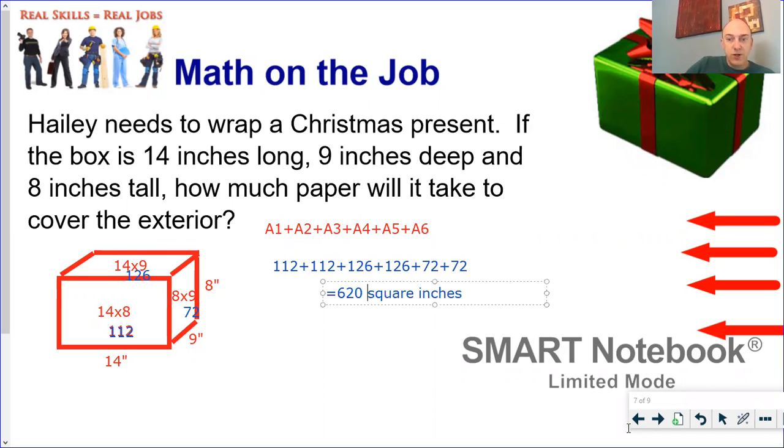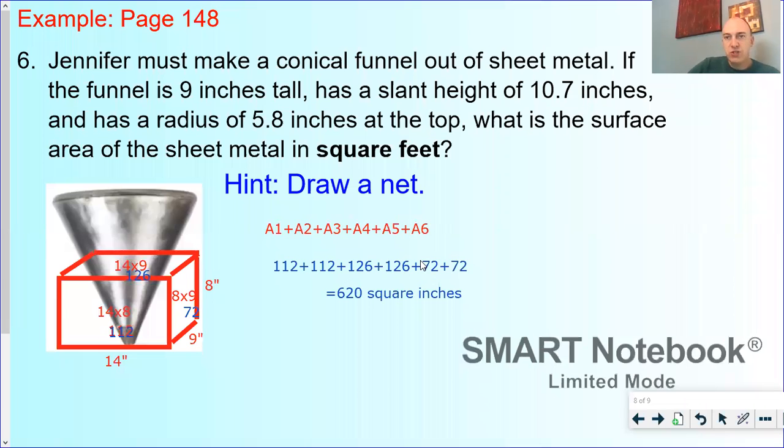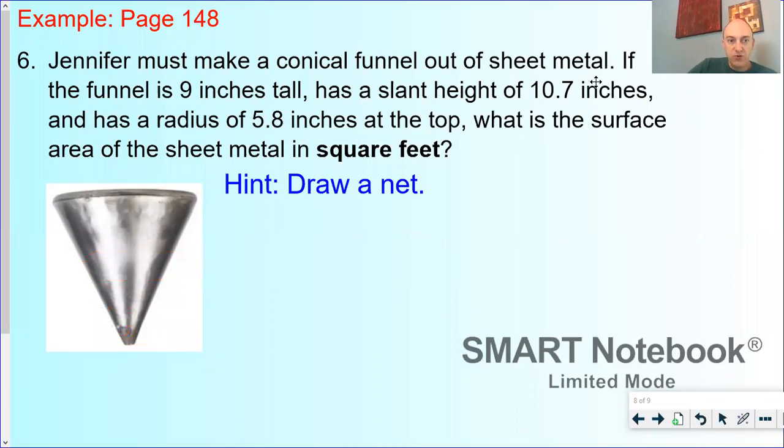Okay, last one coming up. So this is a cone question. Let's just clear everything from the previous one. Jennifer must make a conical funnel out of sheet metal. This is something you might do in shop so that you can make an oil pan or an oil funnel. If the funnel is 9 inches tall, has a slant height of 10.7 inches and a radius of 5.8 inches at the top, what is the surface area of the sheet metal in square feet?